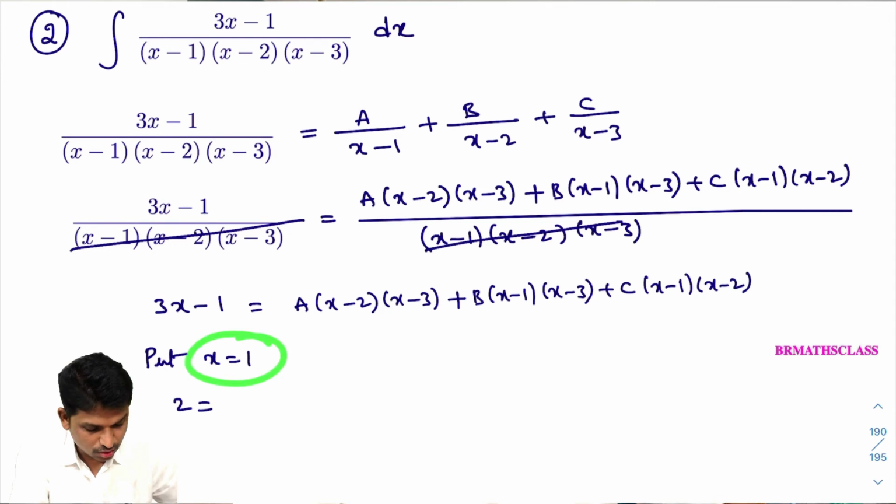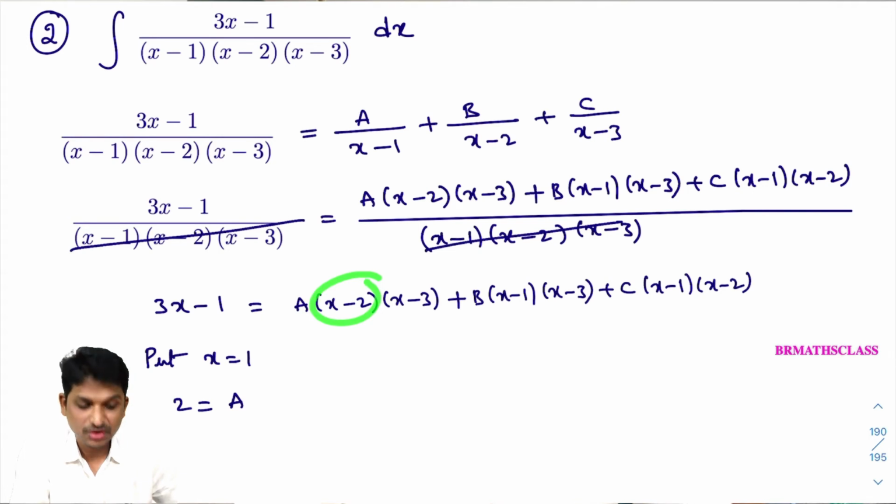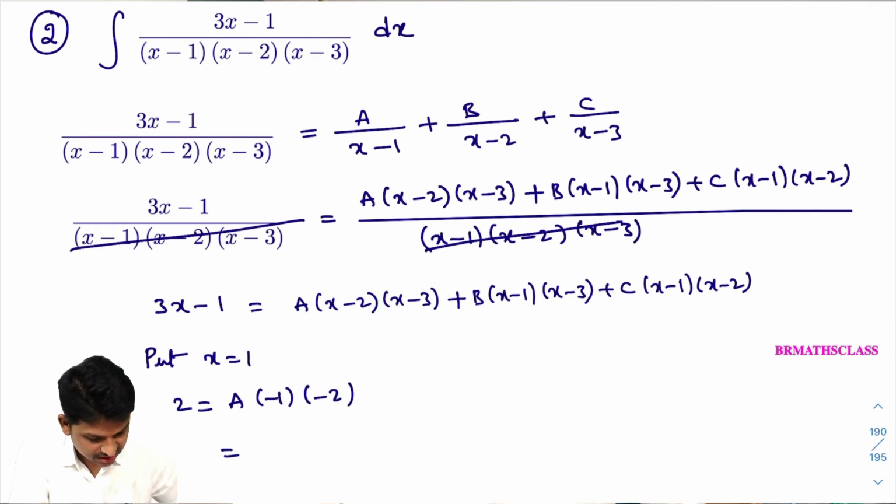When I put x equal to 1, here you observe this part. What will you get? A into, look here, 1 minus 2. 1 minus 2 is minus 1. Minus 1 into, put x equal to 1 here, 1 minus 3 is minus 2. Here, what you will get? A equal to minus 1 into minus 2 is 2. This 2 will get cancelled. So a equal to 1. So we got a equal to 1. A value we got. That's good.